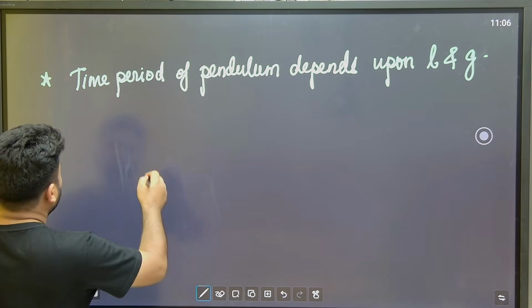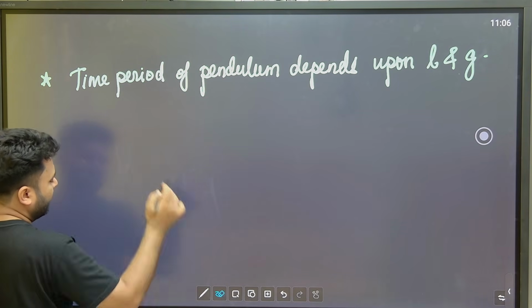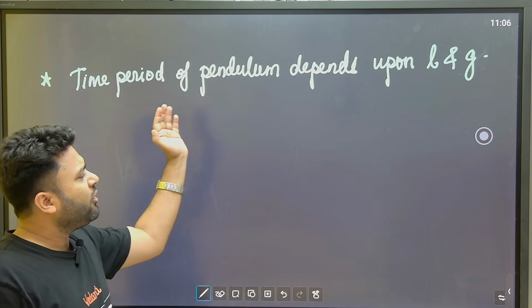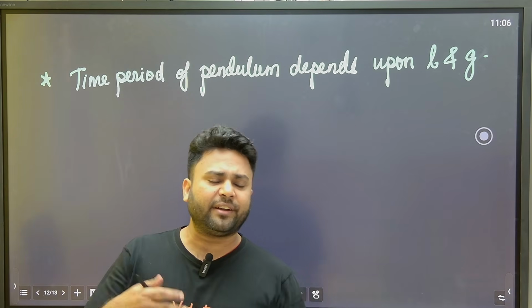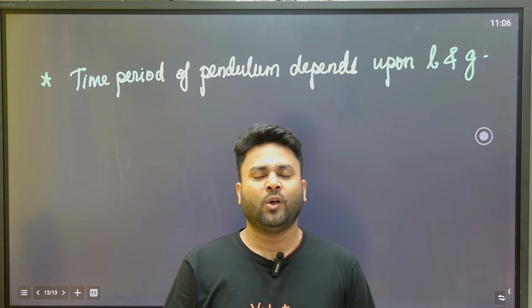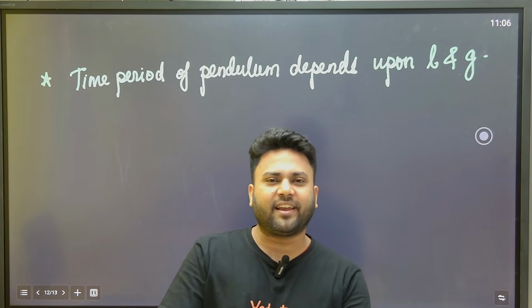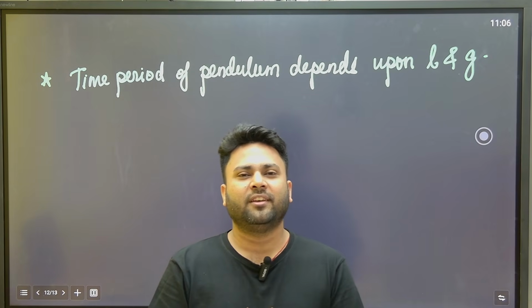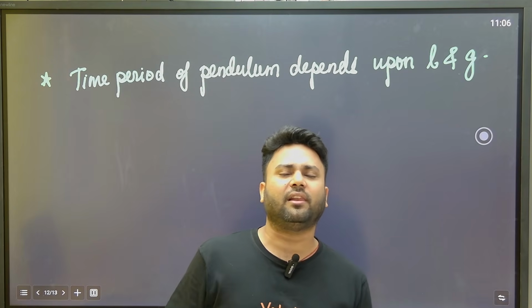You have to formulate or you have to tell the dependency of time period upon length and acceleration due to gravity. How it depends? Like time period is directly proportional to L, or L square, or L cube. Similarly, time is directly proportional to G or G square, G cube, like this you have to tell.